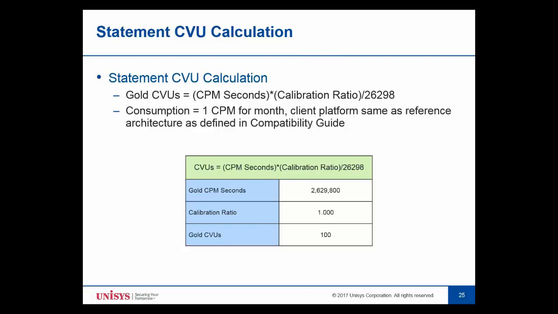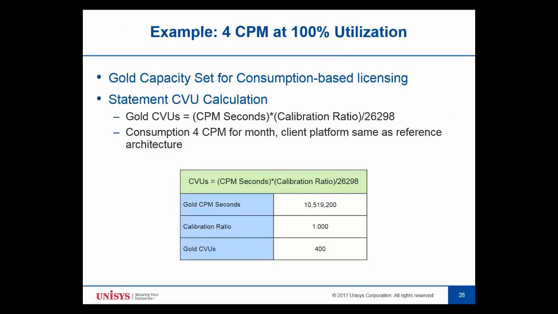For the full capacity set of MCP Gold, you would have 4 virtual CPMs available to you. Again, if you were running on a reference architecture equivalent, your calibration ratio would report back as 1.0, and the CPM seconds available to you for those 400 CVUs would be 10,519,000 seconds. That's the way it would calculate out.